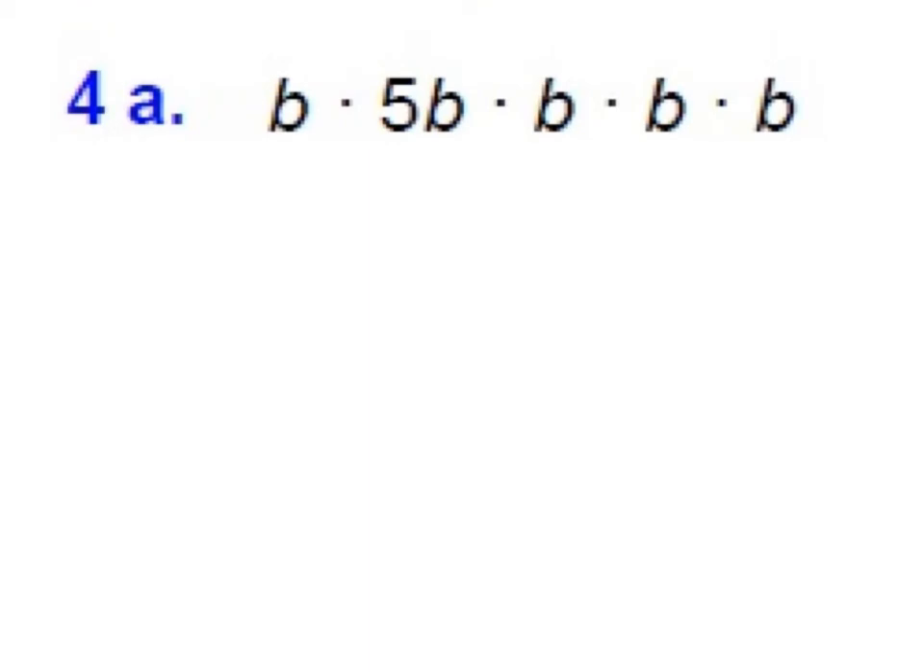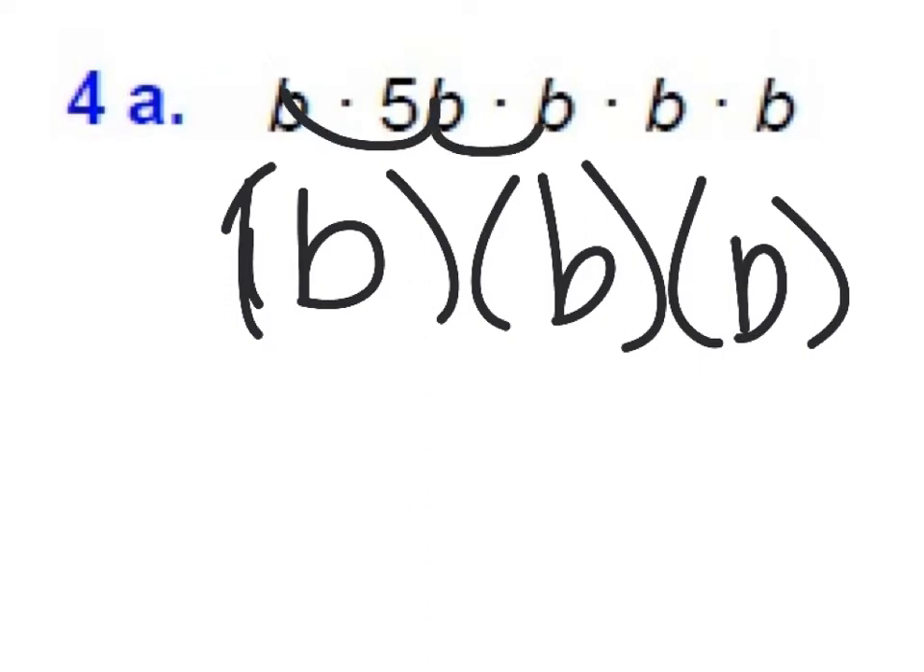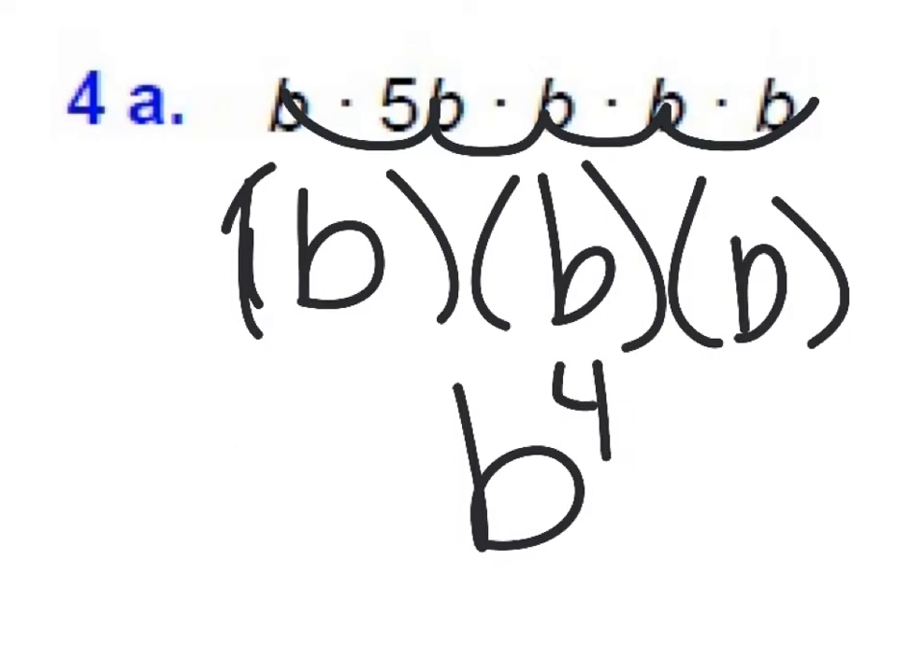Okay, so this is one of the harder ones because I haven't really showed you this yet. But if you use some of the methods that we've learned in the past, you can probably think about it and do it on your own. So I have b times 5b times b times b times b. Well, b times b we know is b squared, right? And then times another b is b cubed. So I have b times b times b times b times b. That's going to be b to the 4th. And so this little 5 here actually goes right on the front.